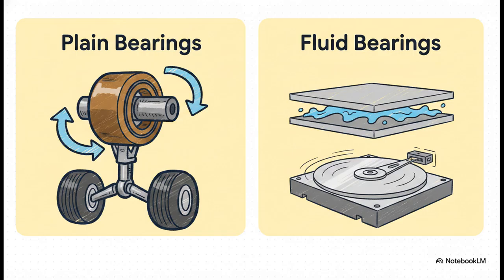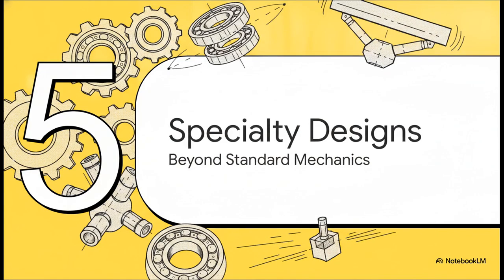Fluid bearings, on the other hand, replace solid contact entirely with a pressurized fluid film. In high-speed hard drives or giant steam turbines, fluid bearings offer near-zero friction at operating speed. But because friction is so high at startup, they often need an external hydrostatic lift pump just to get spinning safely without damaging themselves. Okay, on to Section 5, Specialty Bearing Designs.